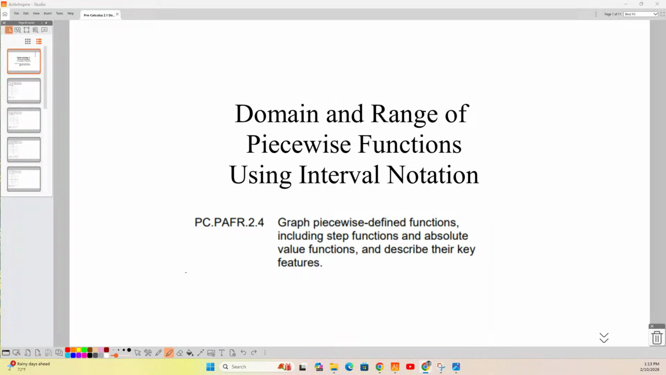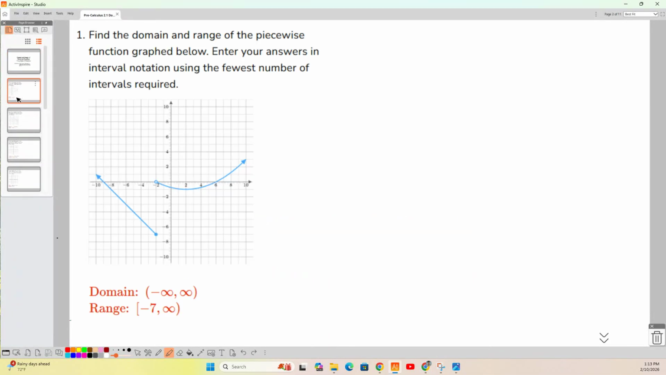And our indicator here is graph piecewise defined functions, including step functions and absolute value functions, and describe their key features. So here we want to find the domain and range of the piecewise function graph below. We're going to write the answer in interval notation using the fewest number of intervals required. So let's start with the domain.